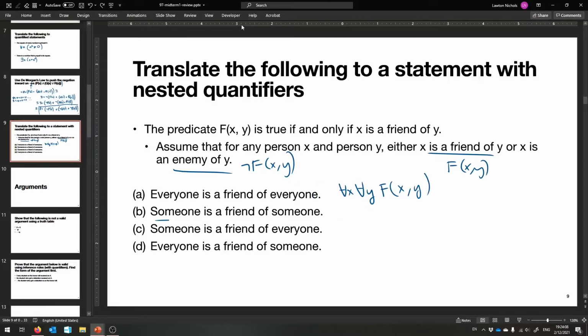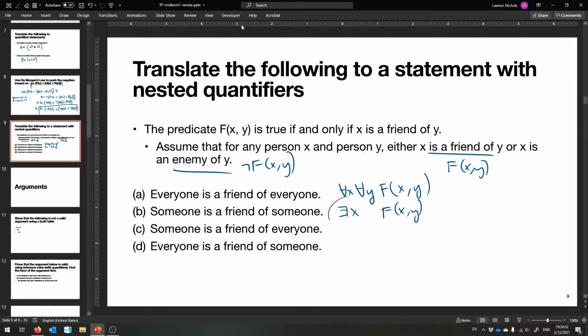And then, okay, what about this one? Someone is a friend of someone else. All right? So again, now we have F(x, y), but it's only true that at least one person is a friend of someone. Okay? So someone, this x is a someone. We don't know who it is. It could be anybody, but it's not everyone. And that's again a there exists.